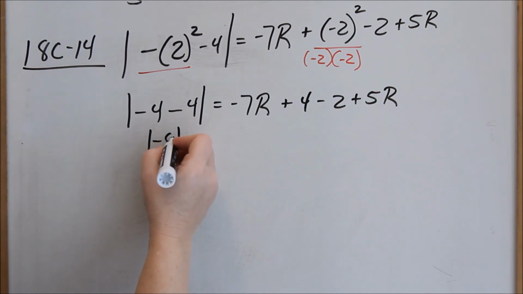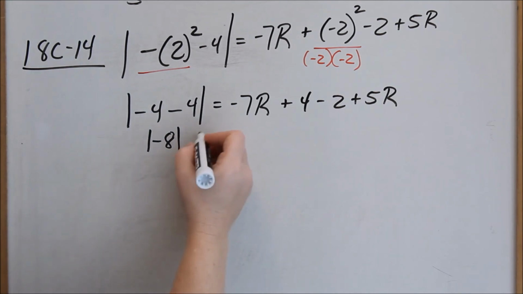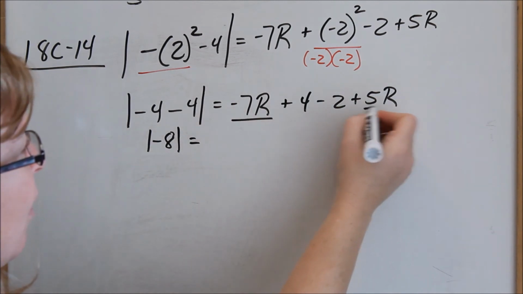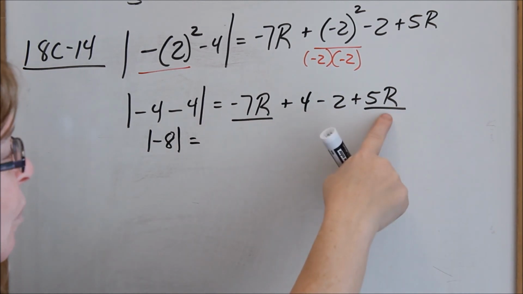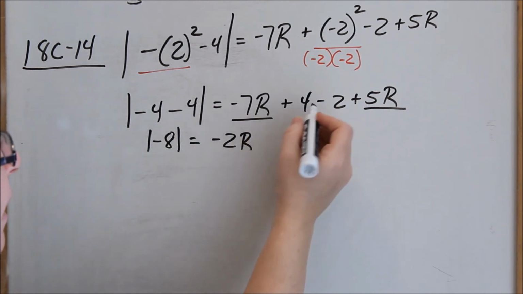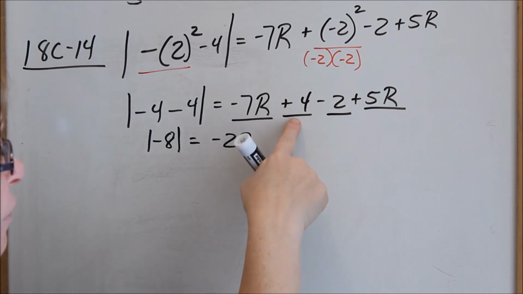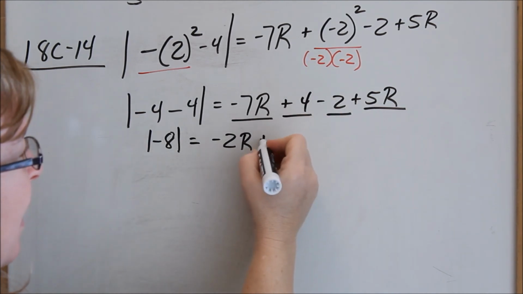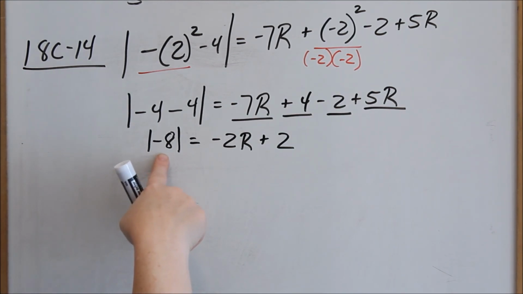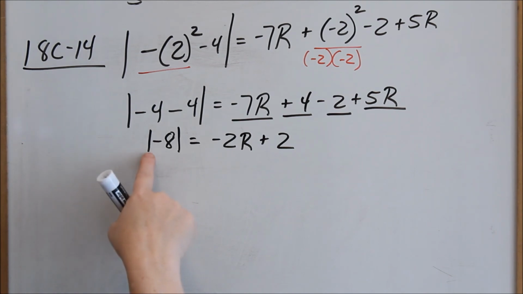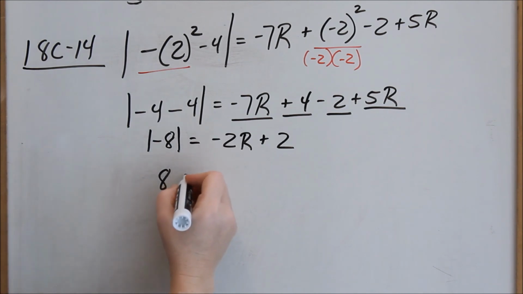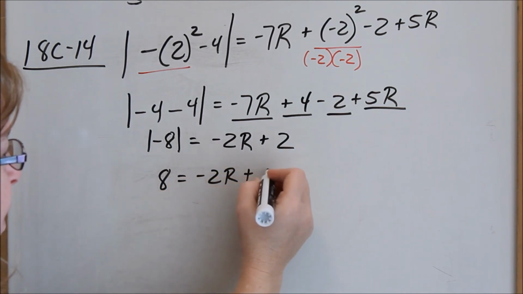That still needs to be in absolute value symbols because you haven't done the absolute value yet. Over here on the right hand side, what can I combine? I can combine my r's. So I'm in debt 7, someone gives me 5, I'm still in debt 2r. Now I can combine my numbers. I have 4, I give away 2, means I have 2, so just watch your signs. Now, I still need to do my absolute value. I can't do anything until I get rid of absolute value. So the absolute value of a negative 8 is a positive 8. Absolute value makes anything positive. 8 equals negative 2r plus 2.